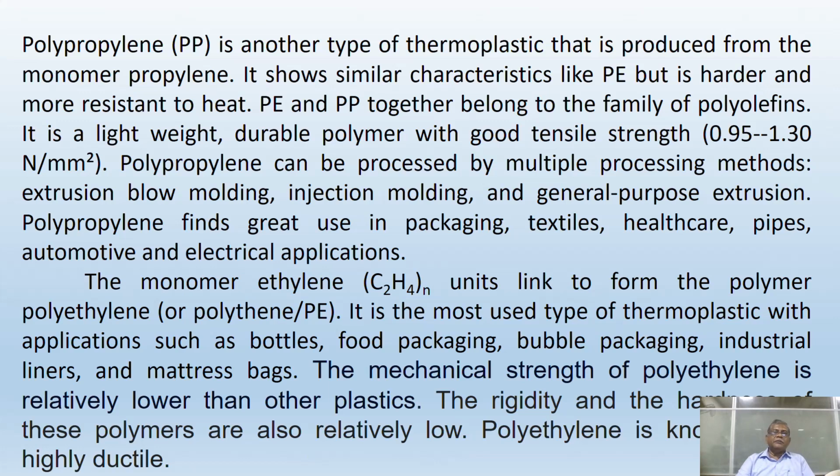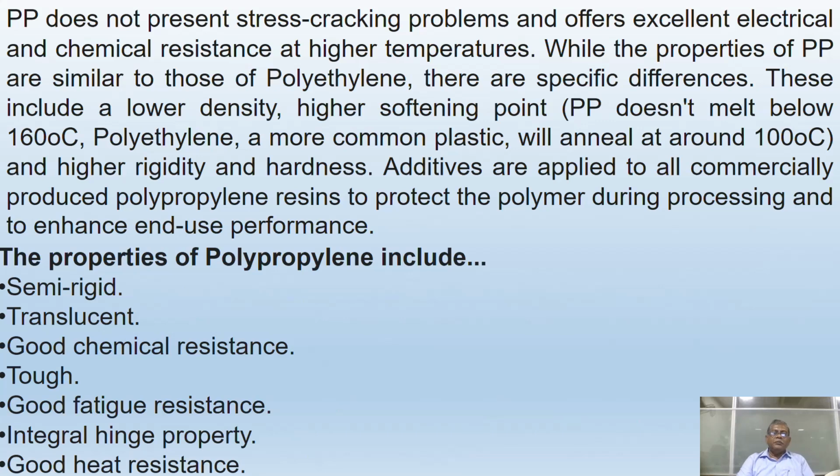Polypropylene is another type of thermoplastic that is produced from the monomer propylene. It shows similar characteristics to polyethylene, but it is harder and more resistant to heat. Polypropylene does not present stress cracking problems and offers excellent electrical and chemical resistance at high temperatures. Properties of PP include semi-rigid, good chemical resistance, tough, good fatigue resistance, and good heat resistance.